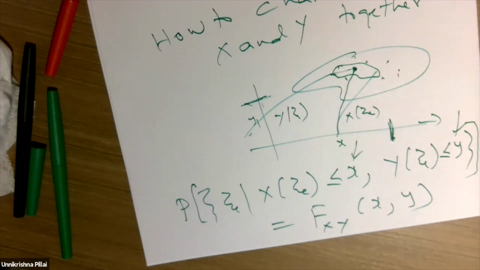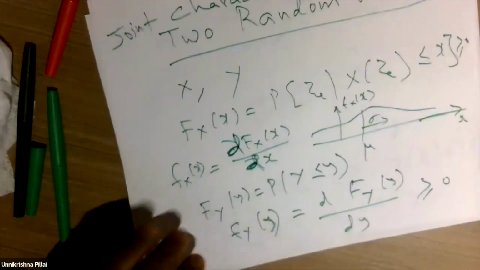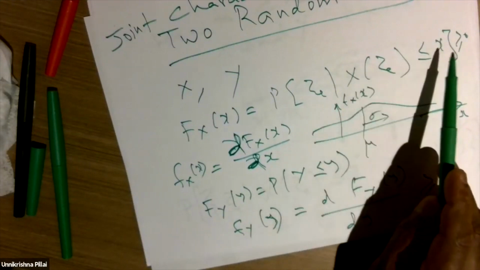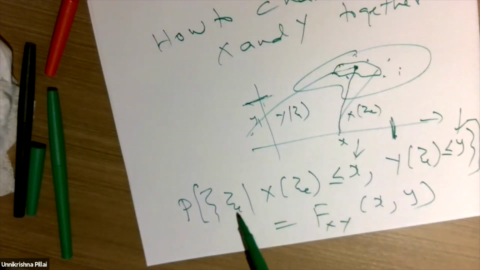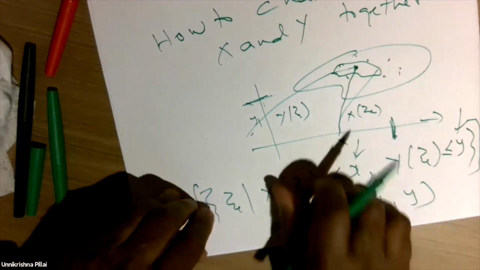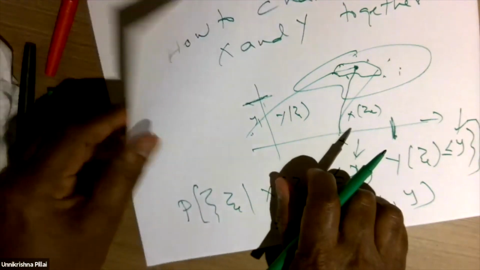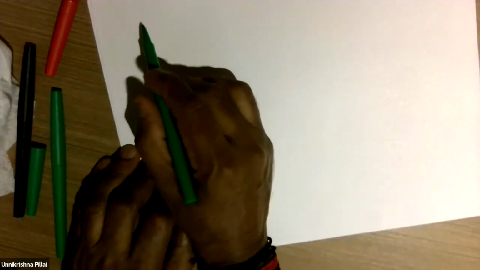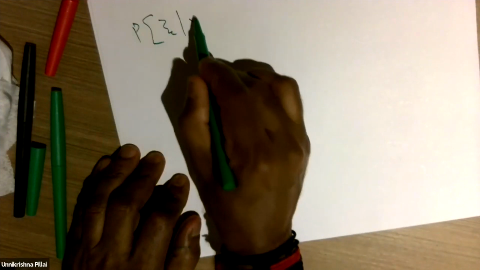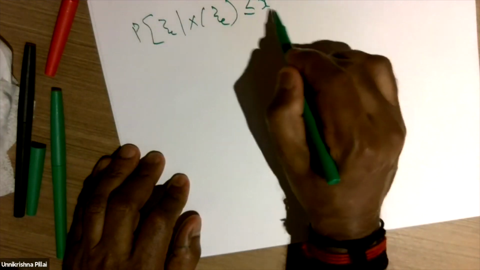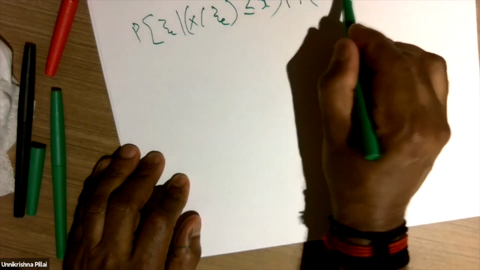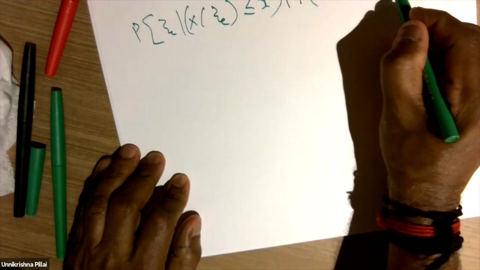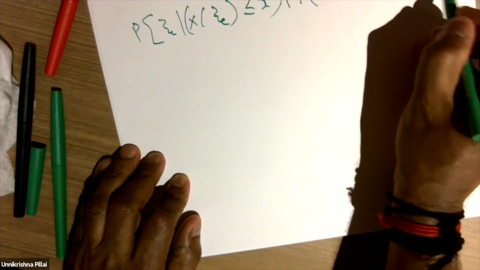So look once again, before you proceed too much, look at the similarity. Here, this is the set of all realizations which has been mapped before x. That's the distribution function. Here, the set of all realizations which has been mapped before x and before y together. So I'll rewrite this on the next page. So the probability of the set of all realizations such that x of psi is less than or equal to x, this is one event, intersection of y of psi less than or equal to y. This is what I'm going to call F_XY(x, y).